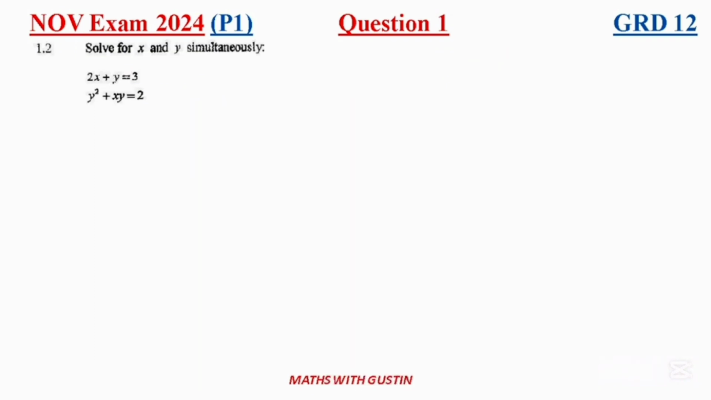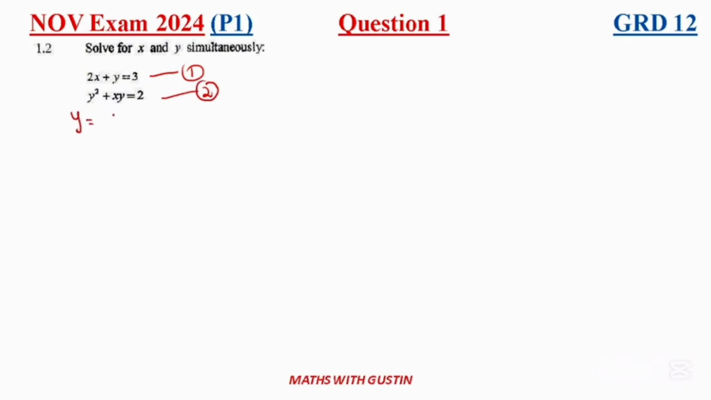All right, guys, here we go. There's a 1.2 here. It says solve for x and y simultaneously. So now if we have a look at this, we have got two equations: 2x plus y is equal to 3, and y squared plus xy is equal to 2. So therefore this could be equation 1, this could be equation 2. It makes life easy for you to mark them, but if you don't, it is also fine.